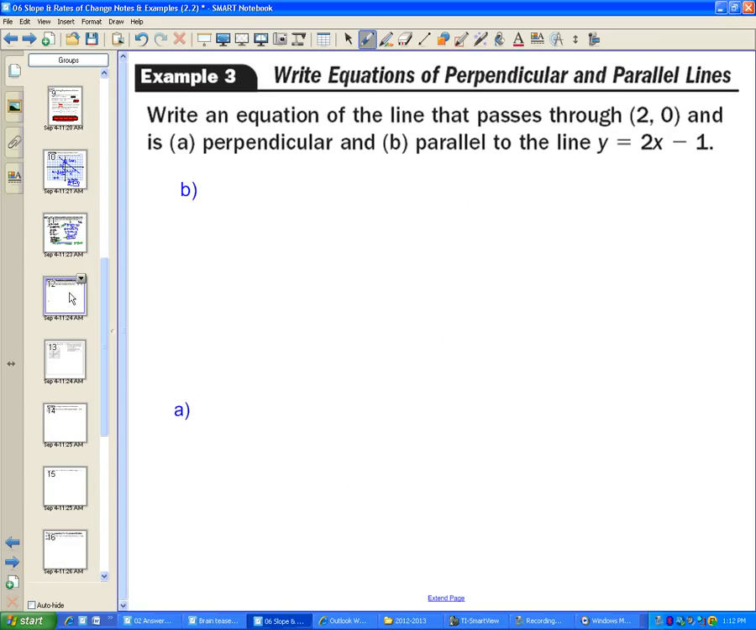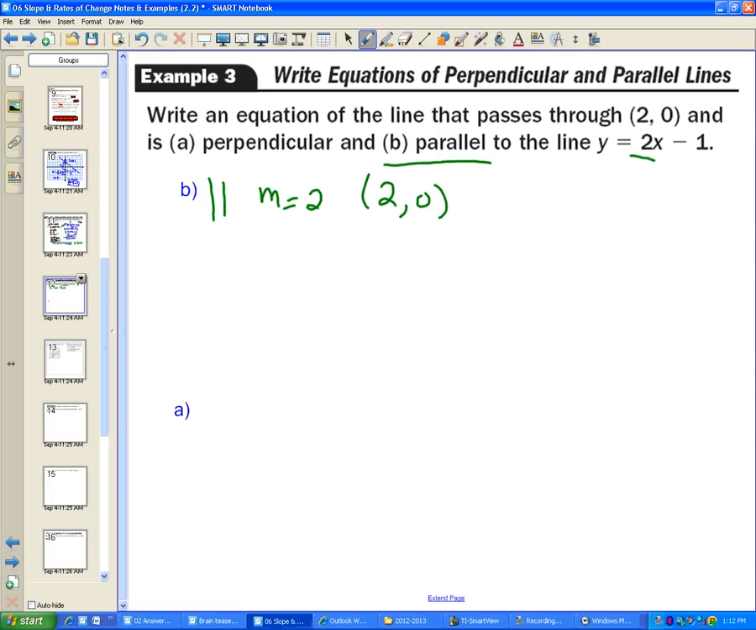Write an equation of a line that passes through (2, 0) and is perpendicular and parallel to the line y equals 2x minus 1. I'm going to do one of these. I'm going to do letter B, parallel first. Parallel lines have the same slope. So I want an equation that has a slope of 2 and goes through the point (2, 0).